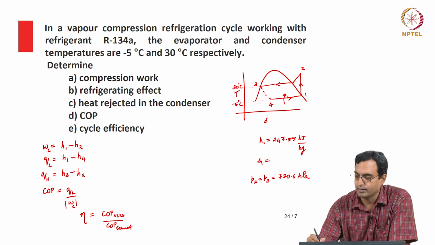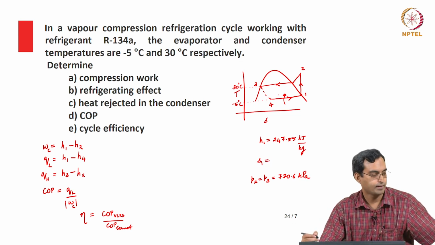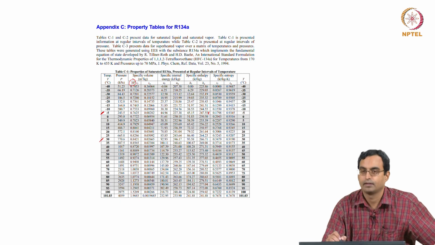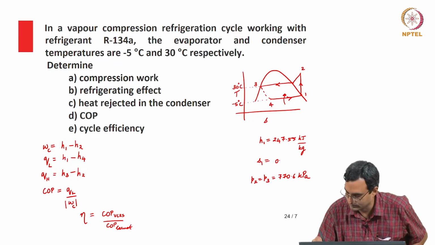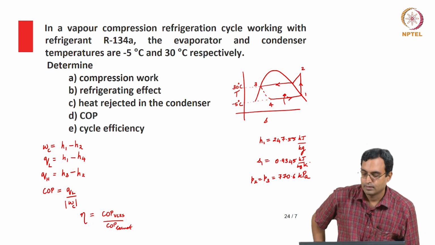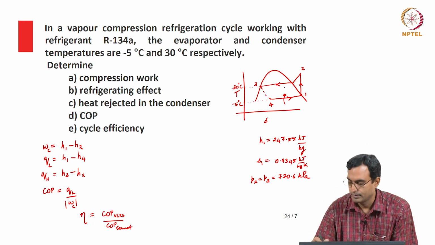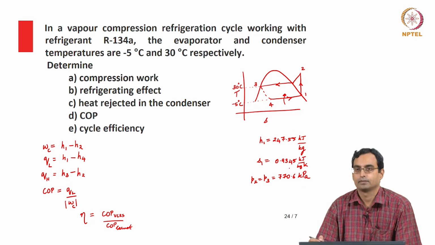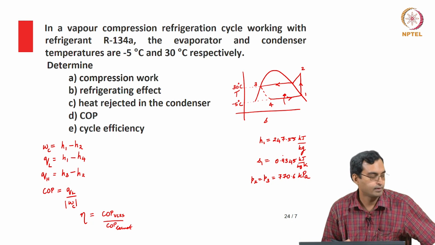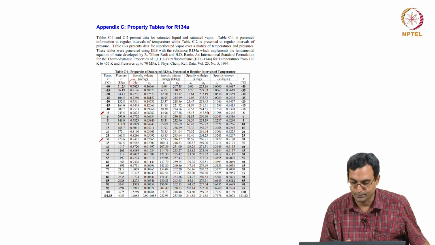So, entropy at 1 is vapor entropy at minus 5 degrees centigrade. So, at minus 5 degrees centigrade, vapor entropy is 0.9345 kilojoule per kg Kelvin. So, now I am going to look at this superheated tables, look at this pressure and this entropy. So, pressure at 770.6 kilopascal and entropy of 0.9345. So, first superheated tables.